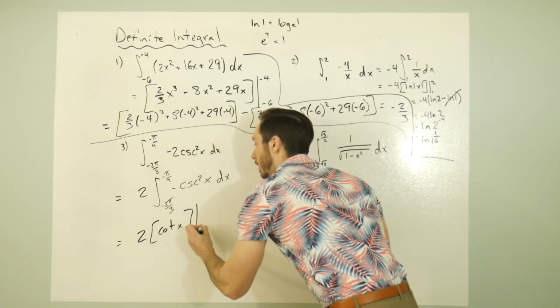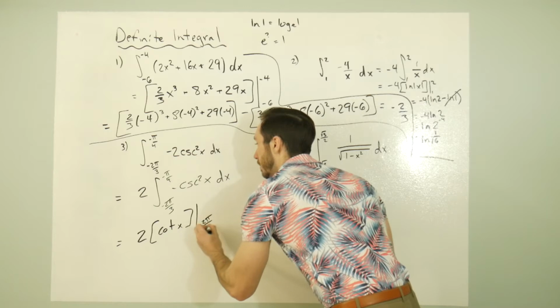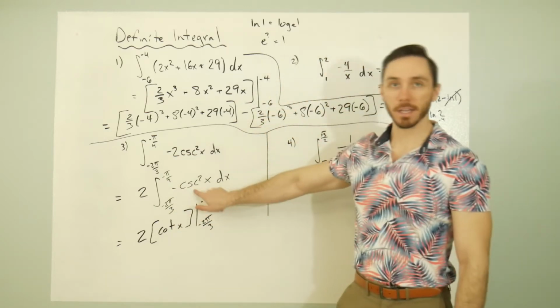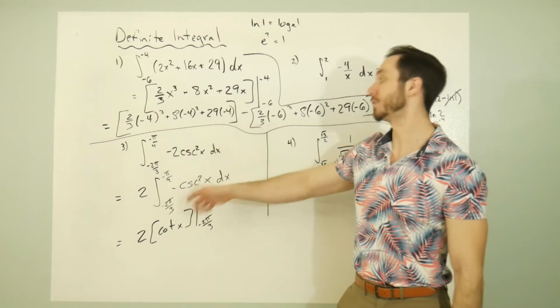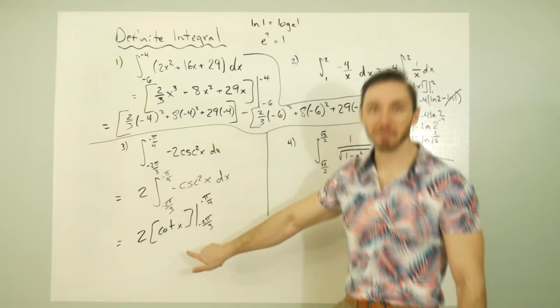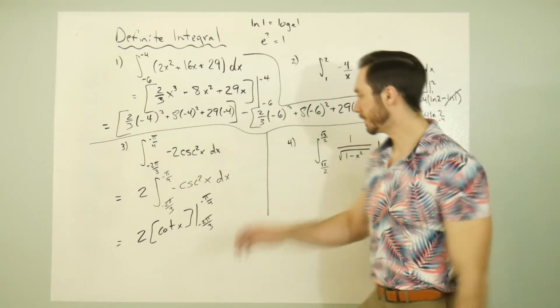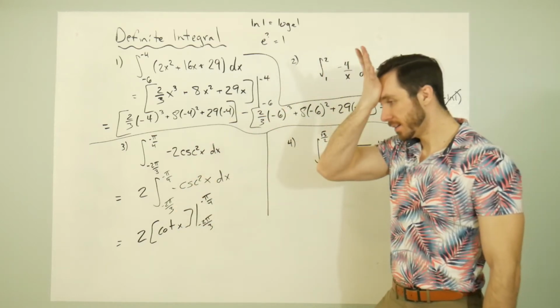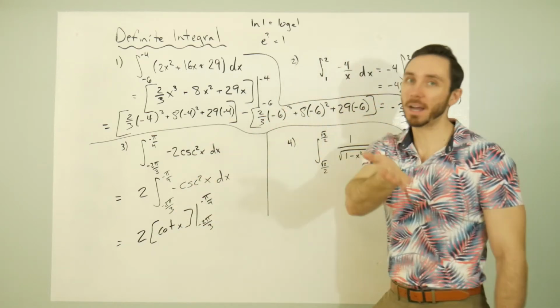from -2/3 pi to -pi over 4. Yeah, derivative of cotangent x, negative cosecant square. So therefore, antiderivative of negative cosecant square is cotangent x. So now we have to know a little bit of unit circle stuff. Cotangent of pi over 4. So we like pi over 4.